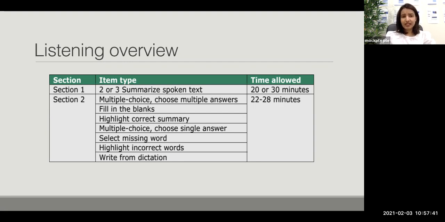You could get write from dictation at the beginning, multiple choice at the end, fill in the blanks somewhere at the end. It could be any order, but the order that you see on the screen now is the most common order. Almost 80 to 90% of the time you'll be getting the same order.